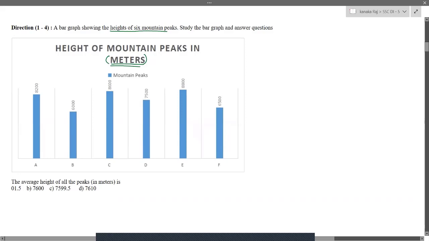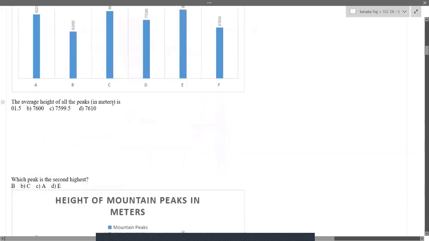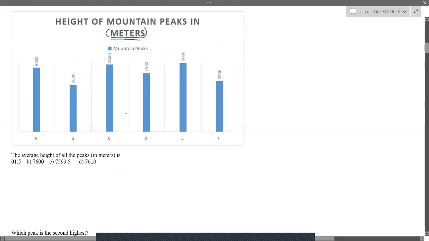What are they asking? They're asking us to find the average height of all the peaks. And we all know that average is sum of all observations divided by number of observations. What are the different observations here? The different observations are the heights of mountain peaks. So we need to quickly add all this. You people should not waste time writing down all this. Instead, you should start directly adding all this from the graph. So if I add all this, what do I get?